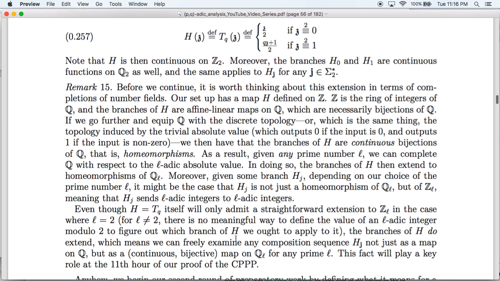Now, before we continue, it is worth thinking about this extension in terms of completions of number fields. Our setup has H as a map which we've defined on Z. Z is the ring of integers of the field of rational numbers, and the branches of H are affine linear maps on the rational numbers. These are necessarily, and moreover, these aren't just any affine linear maps, they're bijections. So if we go further and equip Q with the discrete topology, or which is the same thing, the topology induced by the trivial absolute value, which assigns the size 0 if the input is 0, and outputs the size 1 if the input is non-zero.